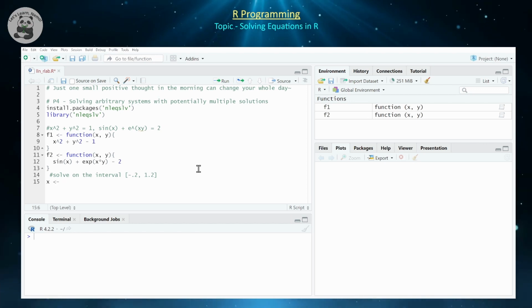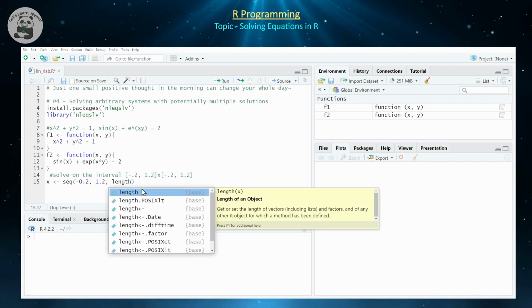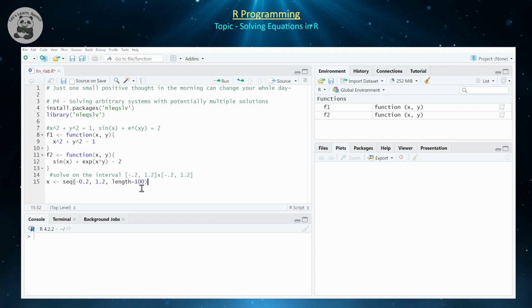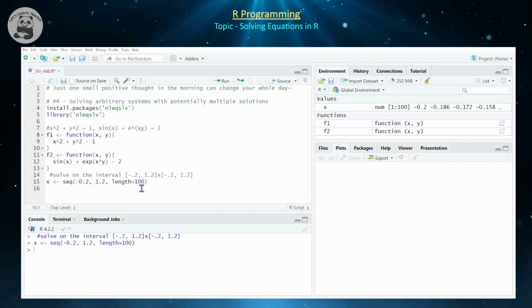So I'm going to generate a sequence on that, and actually let's suppose that we want to solve on a square of the same exact size and range. So that's a nice little square, but you don't have to solve across that x times y domain, it's up to you to decide. We're going to be sampling our domain, so we're going to do a sequence from negative 0.2 to 1.2, and we're going to partition that with 100 points along that domain. So we have a nice fine grid.